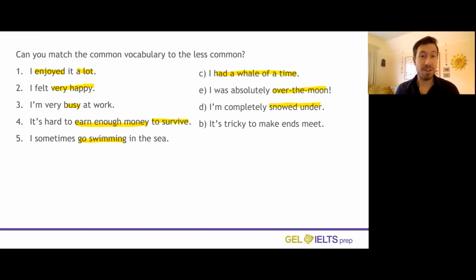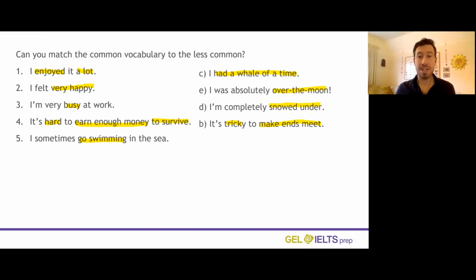It's hard to earn enough money to survive. Hard, okay, we've used tricky here. And then earn enough money to survive, there's the phrase make ends meet. Now, this is quite idiomatic vocabulary, because ends of what? What does it mean? So this phrase is a very high level phrase. And if you could use it instead of saying it's hard to earn enough money to survive, you'd get much higher marks in the vocabulary section.